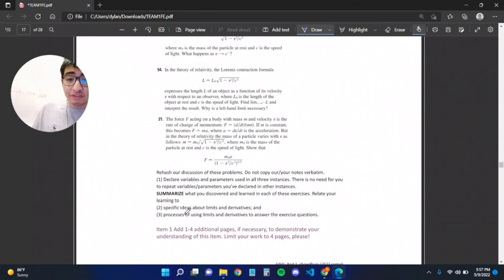What's the specific idea of the limit? Start on the first one, so the variables and parameters. Okay. So the variables that we got here are L, L0, and 1 minus v squared divided by c squared. Did I get that correctly?